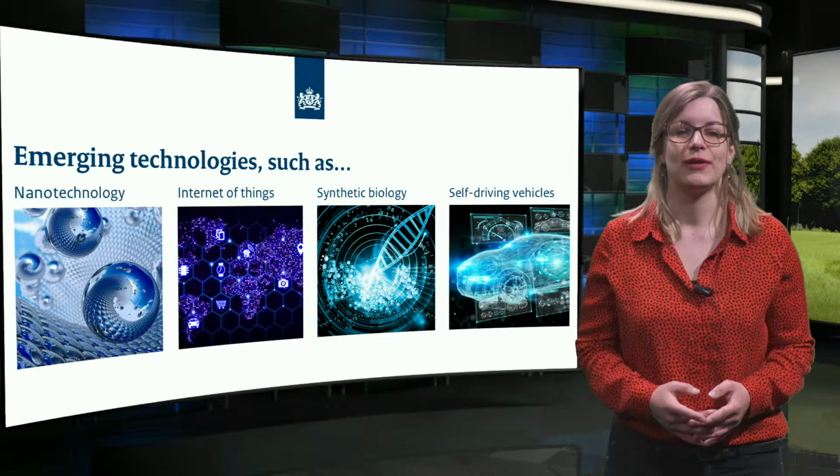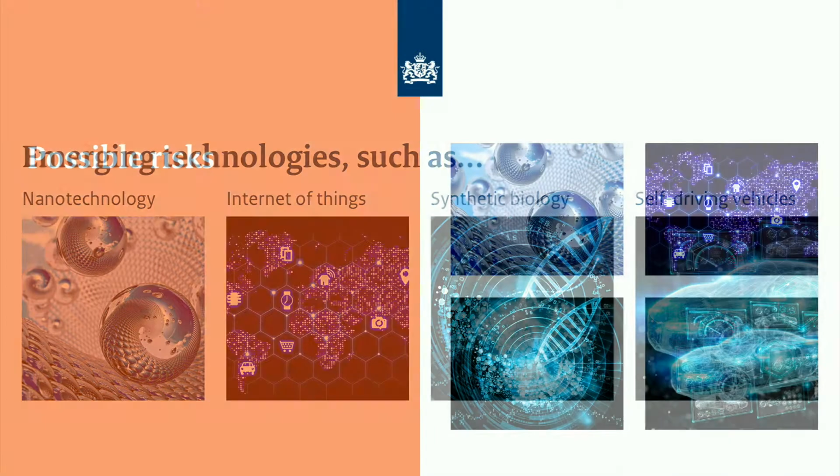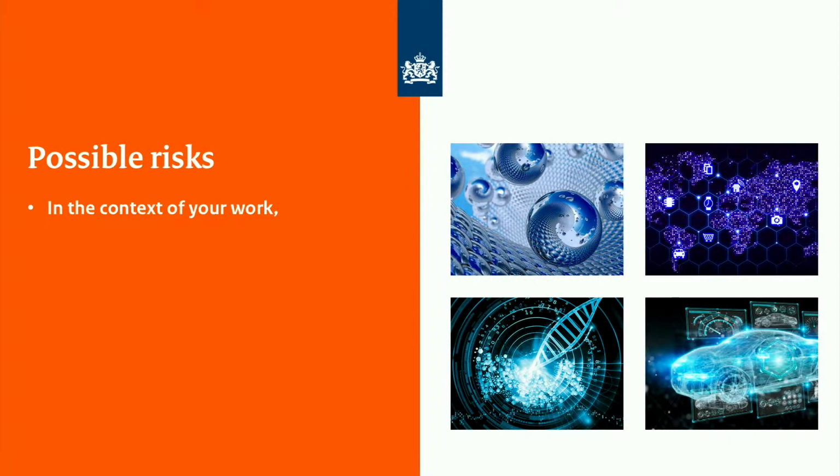Safe by design is especially important when you are working on emerging technologies, such as nanotechnology, the Internet of Things, synthetic biology, or self-driving vehicles. In fields such as these, many uncertainties exist. When this is the case, it is especially relevant to anticipate risk from the very first stage in your research and development process onwards. Which risks might emerge in the context of your work, in the product that you're working towards, or in specific contexts of application which your product might be used in. Integrating safe by design in your workflow helps you do so.